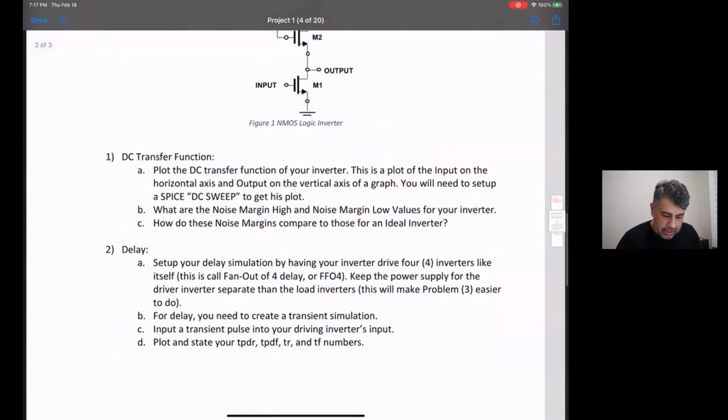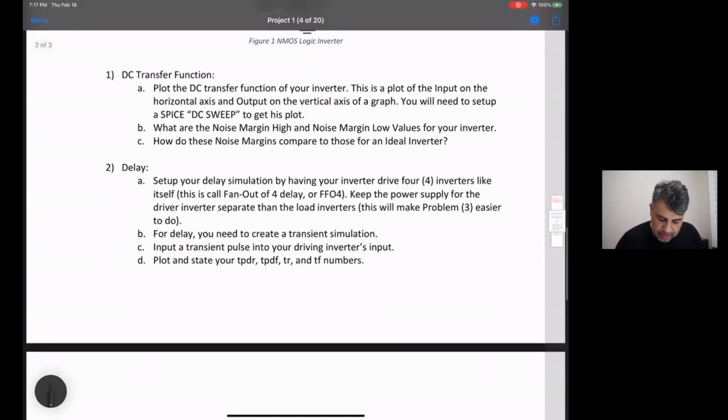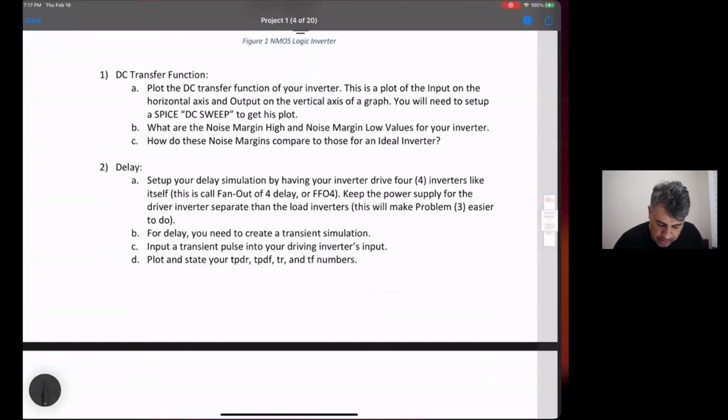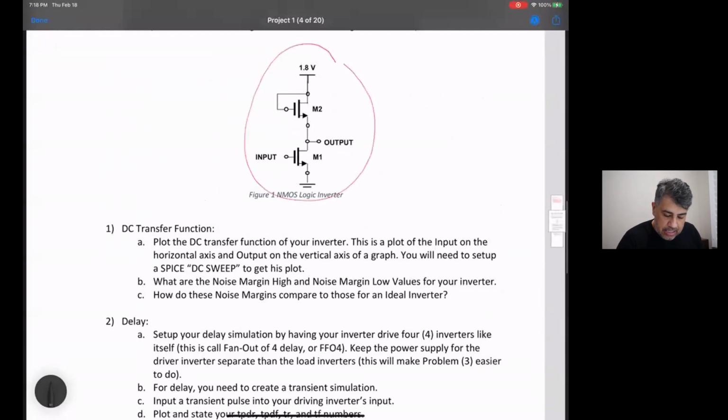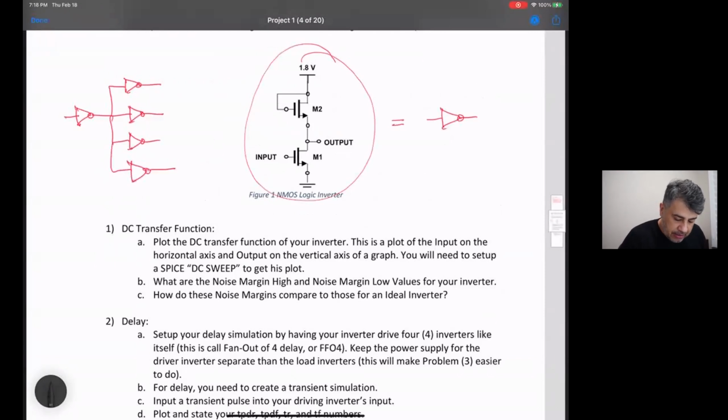So this part 2 delay, let me just draw it as a schematic, right? So this, in one level of hierarchy up, looks like an inverter. Okay, so this part 2 is saying take one of these inverters and drive 4 inverters just like itself. Okay, and then figure out what the delay is across this inverter.